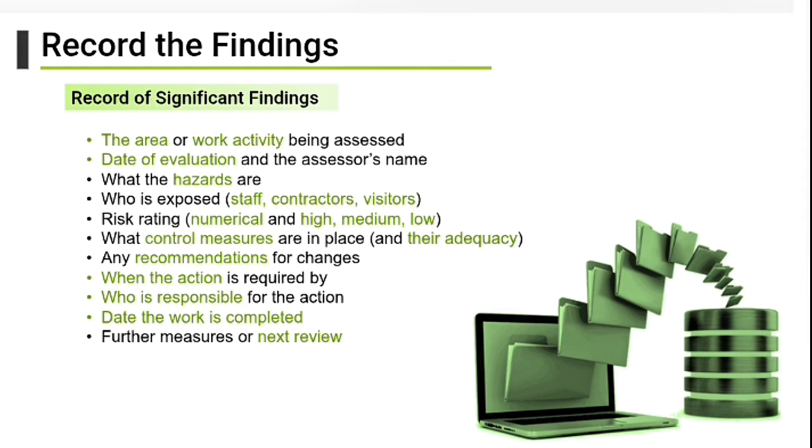Responsibility. Clearly assign responsibility for implementing the recommended actions to the relevant individuals or parties. Date of completion. Record the date when the recommended actions are completed or implemented. Further measures or next review. Describe any additional measures that may be needed in the future, or outline plans for the next review of the risk assessment. By maintaining a record with this information, organizations can effectively manage and mitigate risks, ensuring the safety and well-being of all individuals in the workplace.